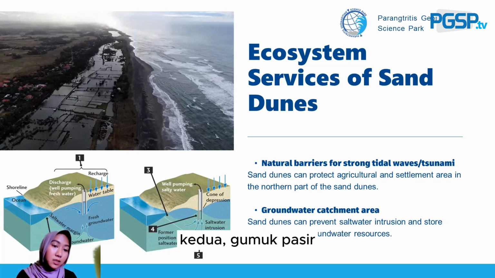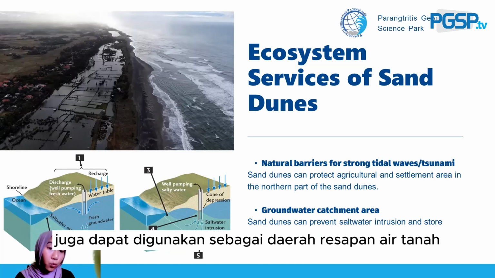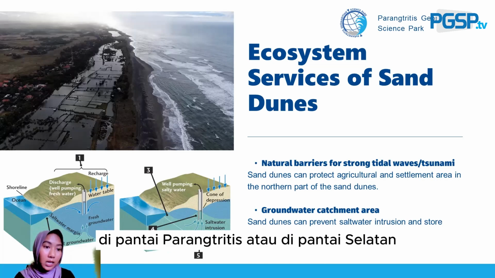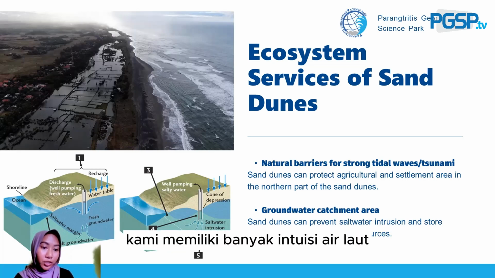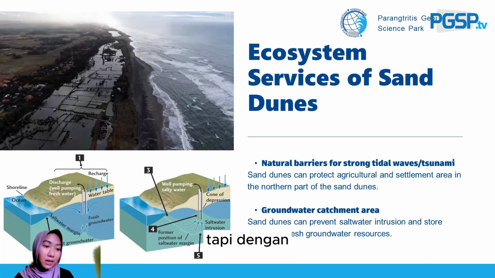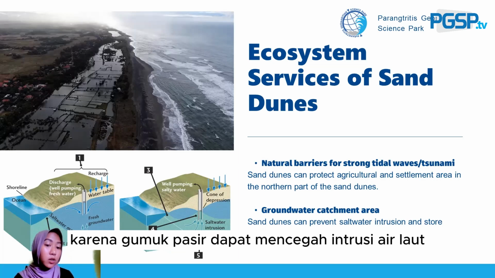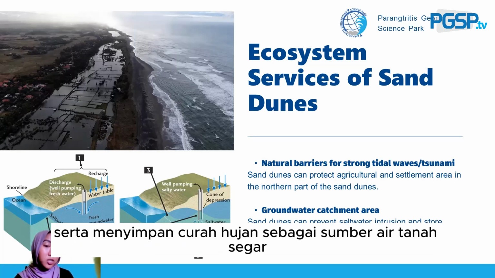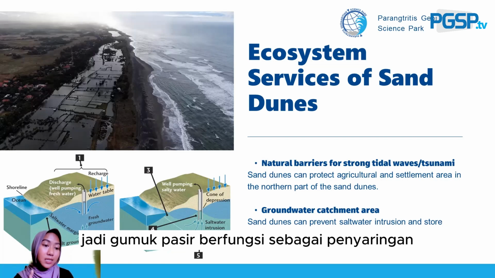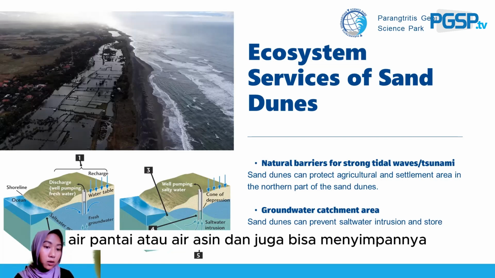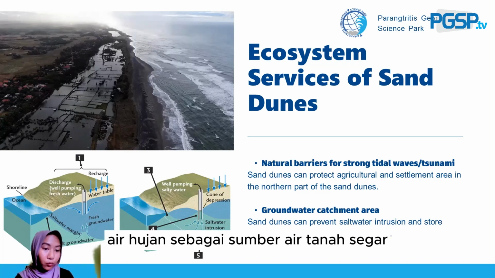Second, sand dunes also can be used as a groundwater catchment area. Here in the Parangtritis beaches or in the south coast, we have a lot of saltwater intrusion. But with the existence of sand dunes, it can be prevented, as sand dunes can prevent saltwater intrusion and also store rainfall as fresh groundwater resources. So the sand dunes act as a filtration for the beach water or the salt water, and also can store that rainfall water as fresh groundwater resources.